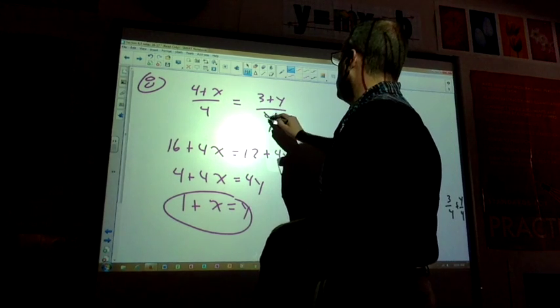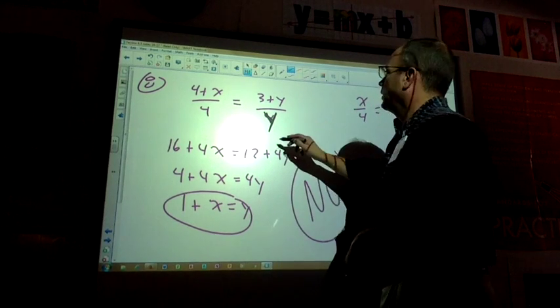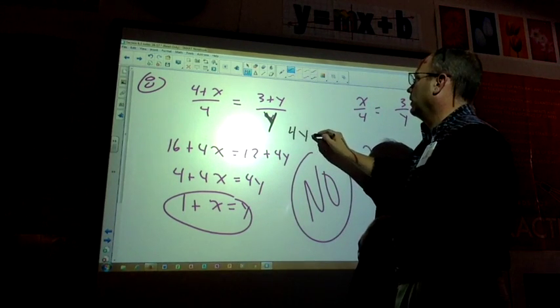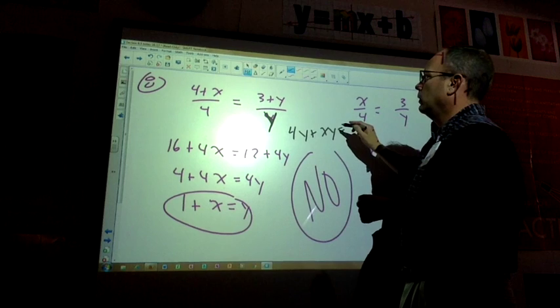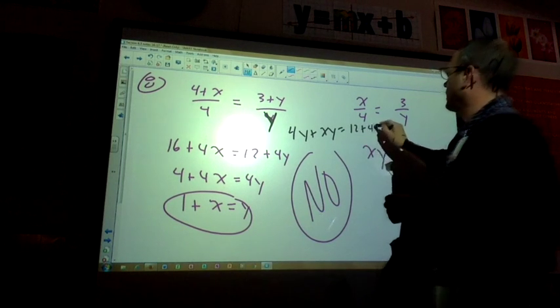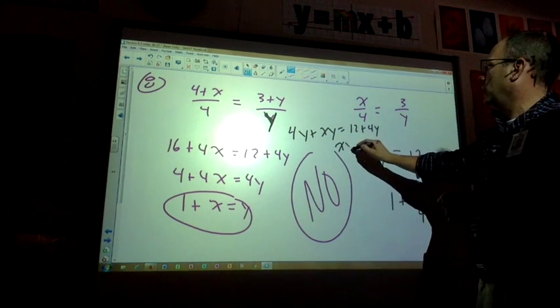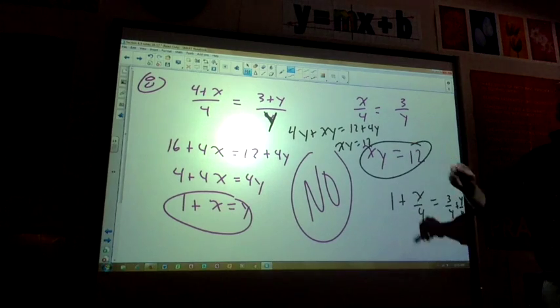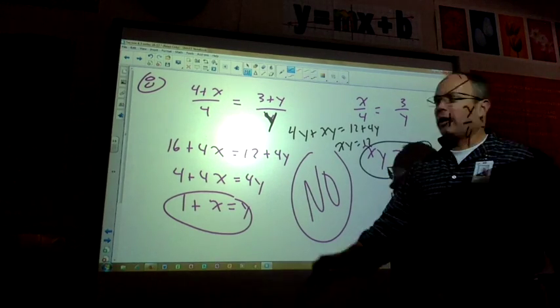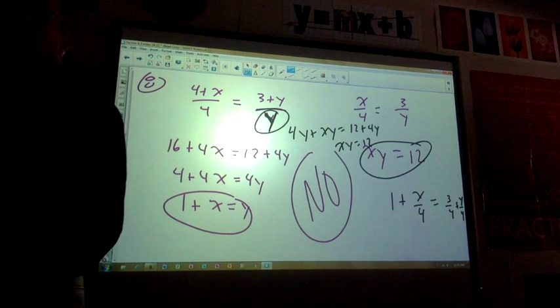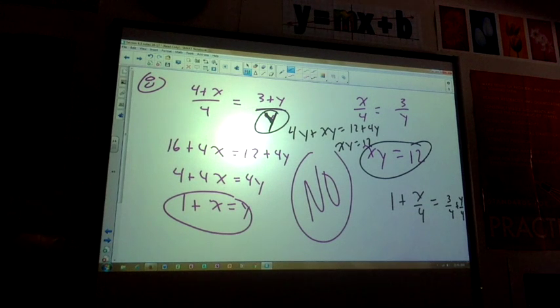Oh, that kind of changes things. So then you get 4y plus xy equals 12 plus 4y. Subtract the 4y, so xy equals 12. Xy, oh, that works. It works when I read that y and 4 are not the same thing. Sorry about that. Anything else?